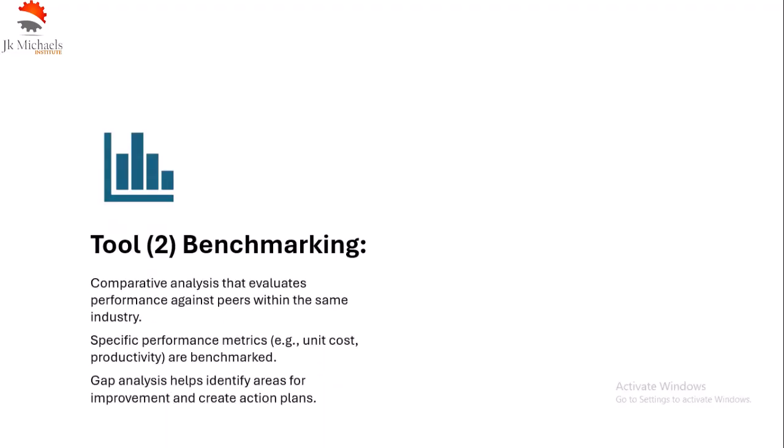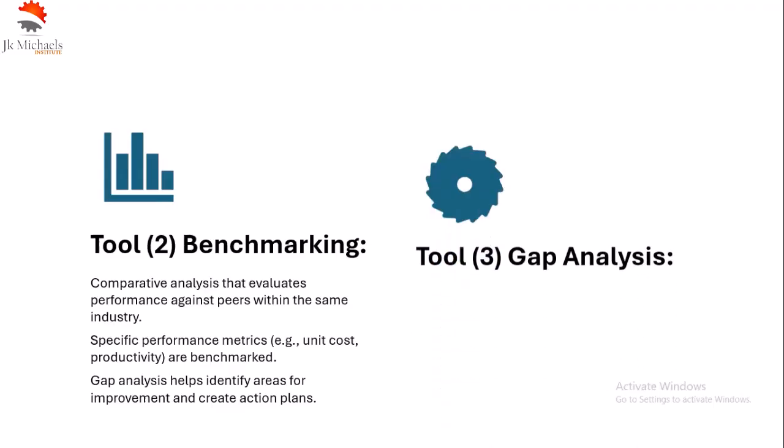And then we have benchmarking, a comparative analysis that evaluates performance against peers within the same industry. You want to choose the performance metrics that you want to benchmark against, such as unit cost and productivity. These are all metrics that you can benchmark against. What it does is help you see gaps, and gap analysis will help you identify areas for improvement and create your improvement plans.